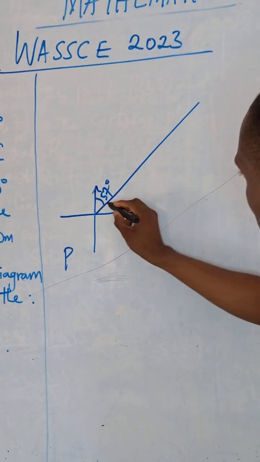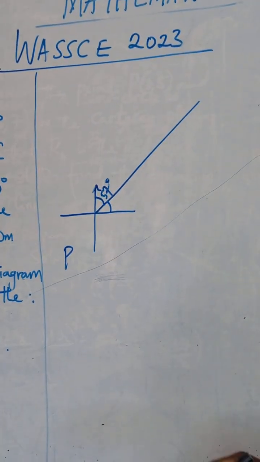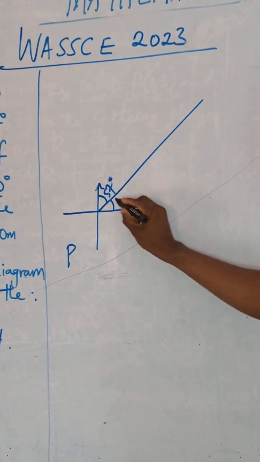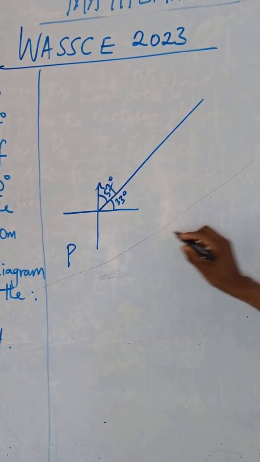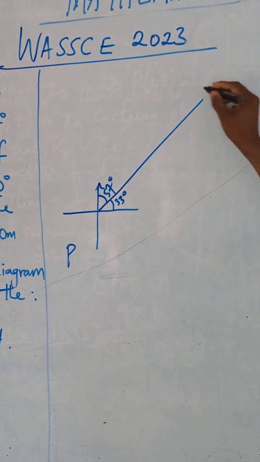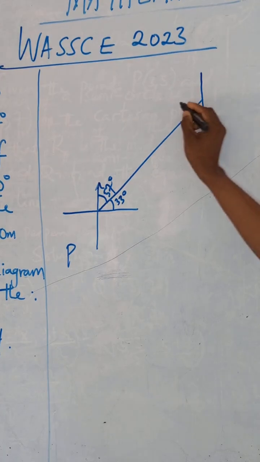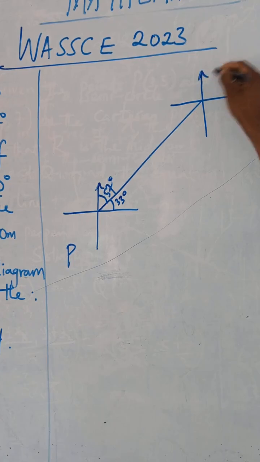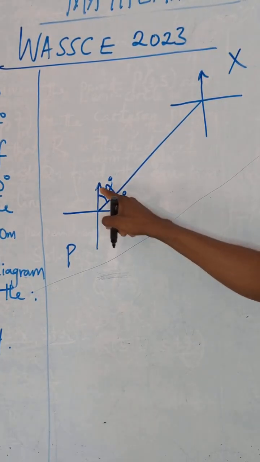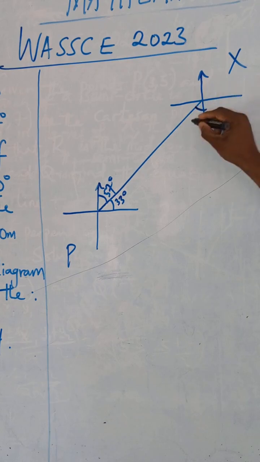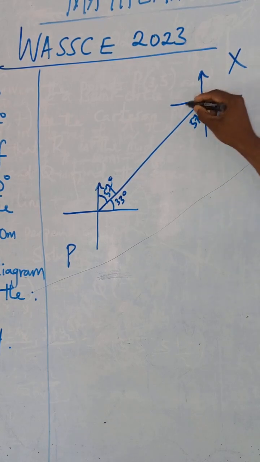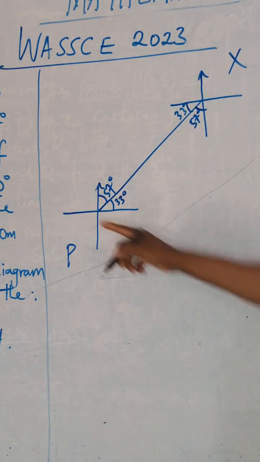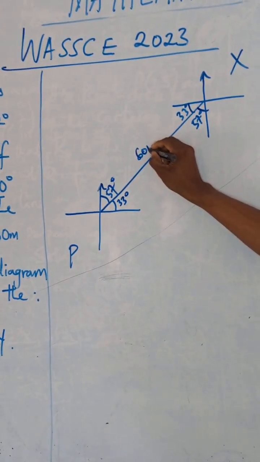Let's analyze this. If this is 57, what remains here would be 90 minus 57. What is 90 minus 57? That is 33 degrees. So this is the palace, and this is where Chief X resides. So this is X, Chief X. If this is 57, the upper one here will be 33. I'm just doing an analysis of this. Then they gave us the distance between them to be 60 meters.